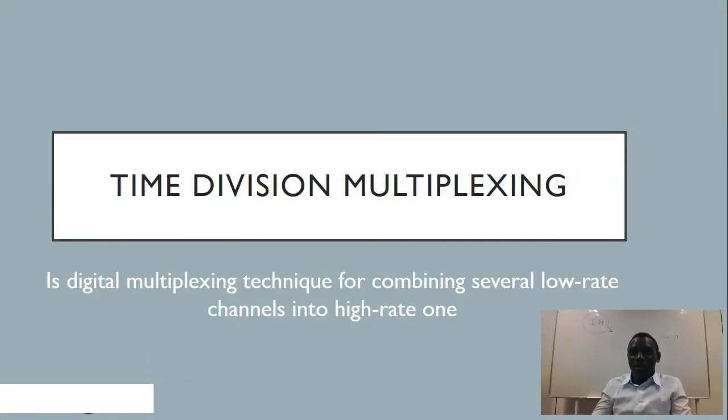I will be talking about time division multiplexing. Time division multiplexing is a digital multiplexing technique used to combine several low rate channels into a high rate one.